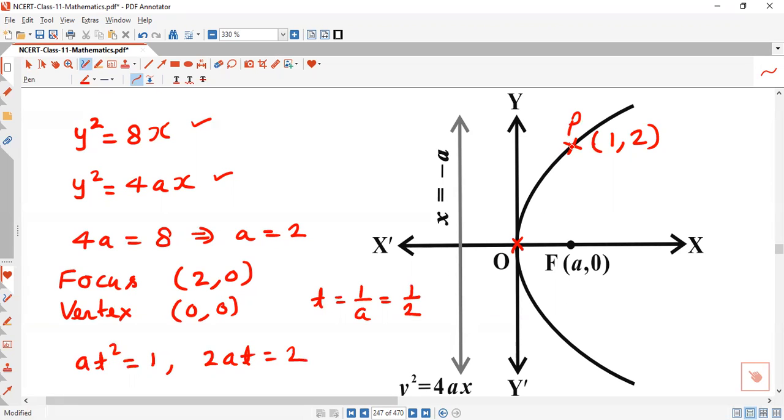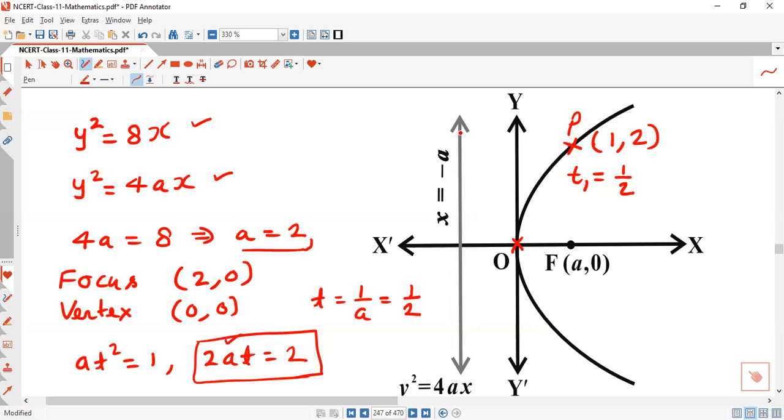So I represent this parameter as t, and the value of t equals half. t is the parameter, so you can calculate the value of t very easily. This 2at equal to 2 is given to you, so you put the value of a here and you get the value of t. This coordinate will be represented by t1, and the value of t1 here is half.